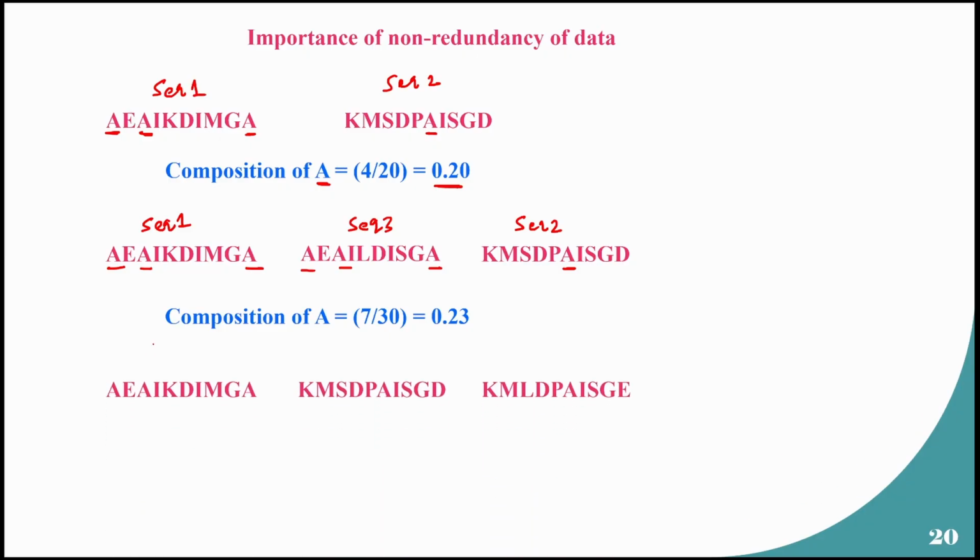So in this particular case, in the third example, we had seq1, that was the original one. We had seq2, that was the original one. Let's say in this case, we are adding a sequence 3, which is again very similar to what we had in seq2, right? So sequence 3 is very similar to sequence 2. So now what would be the composition of alanine? Can you try to do it?